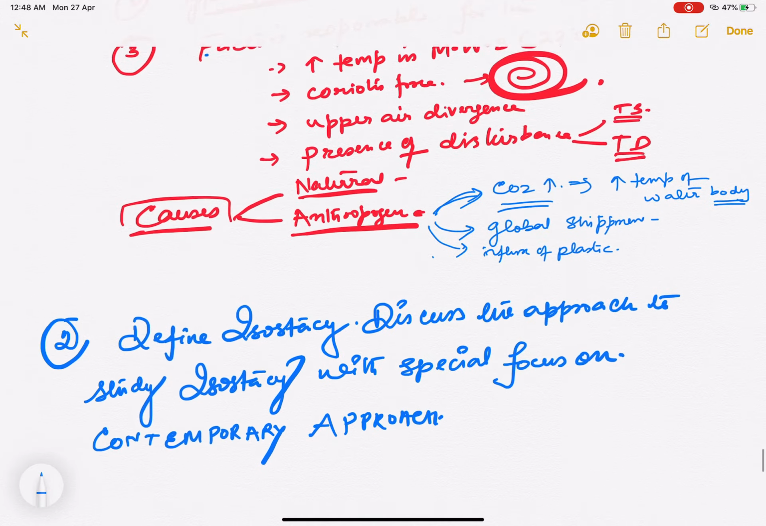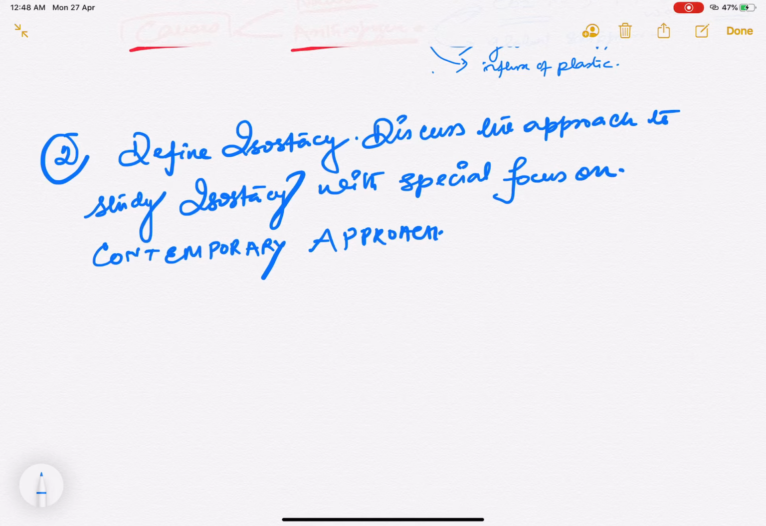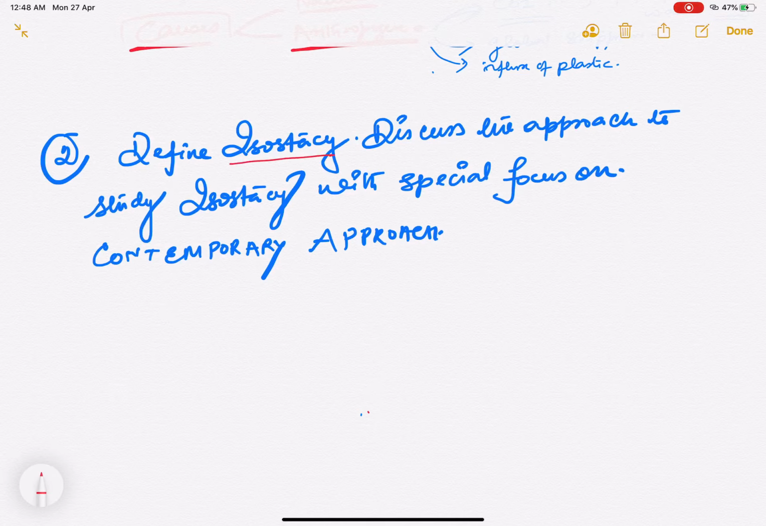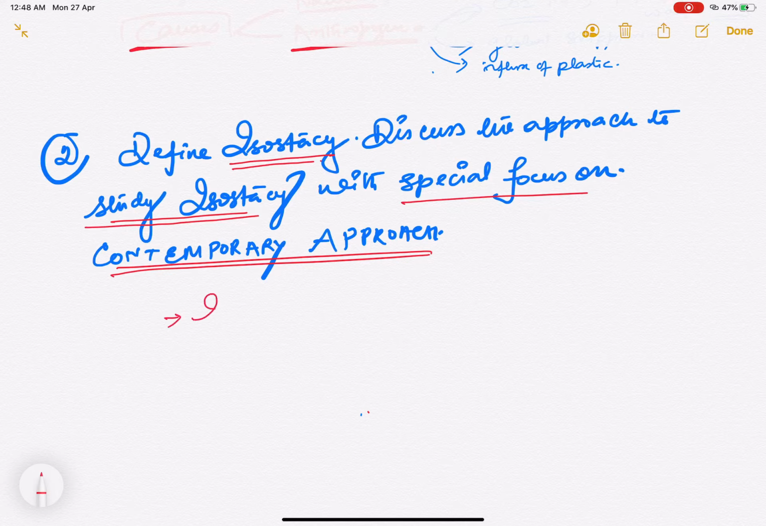Now let's come to the next question. First of all, again we'll mark down the keywords. The keywords over here are isostasy, number one. Number two, what are the approaches to the study of isostasy? And with this, special focus on the contemporary approach. First of all, you need to define what isostasy is.